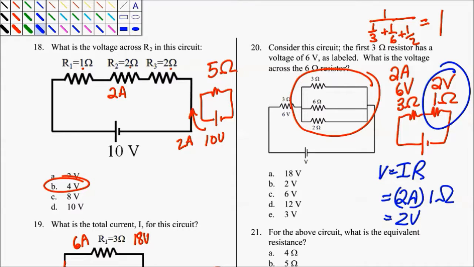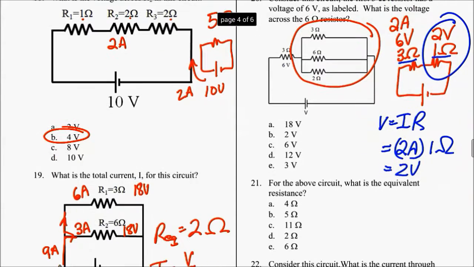For the above circuit, what is the equivalent resistance? Well, I have a 3 and a 1 in series, so that's going to be 4 ohms.